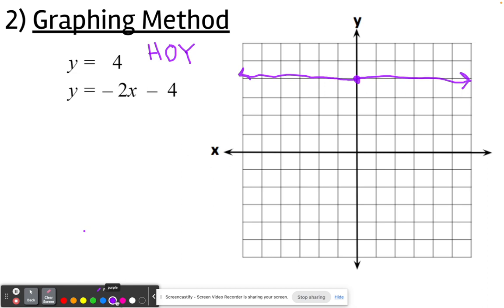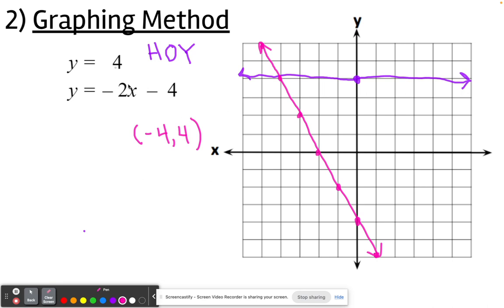Let's do my next line. Y equals -2x minus 4. Here's my y-intercept, -4. 1, 2, 3, 4. And my slope is -2, which means I'm going to go down 2 and right 1, or up 2 and left 1. And I can connect my points. I should have another nice straight line. And it's at 1, 2, 3, 4, -4. 1, 2, 3, 4, +4. -4, +4 is the point where these two lines intersect.